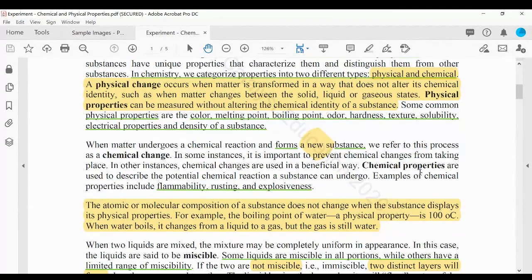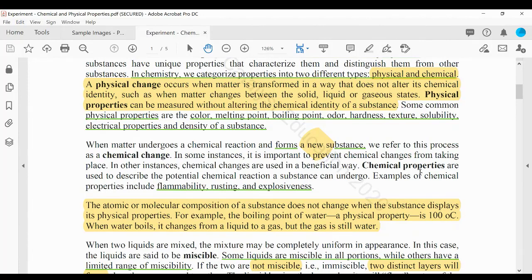For example, if I add table salt to water, the salt dissolves. Before, I had the powder, the salt, and I had the water. Then it's all one solution, but I didn't create any new substance. I have the water and I have the salt. So when we measure physical changes, it doesn't change the identity of the substance. That is what you all need to retain.